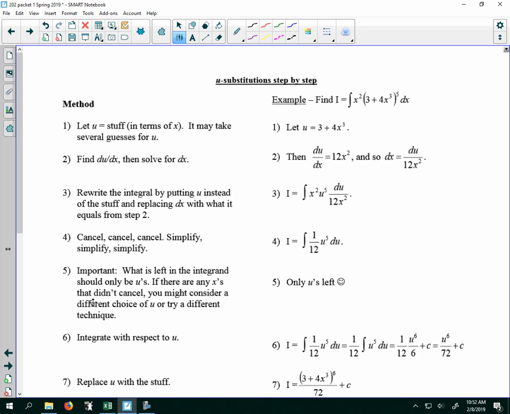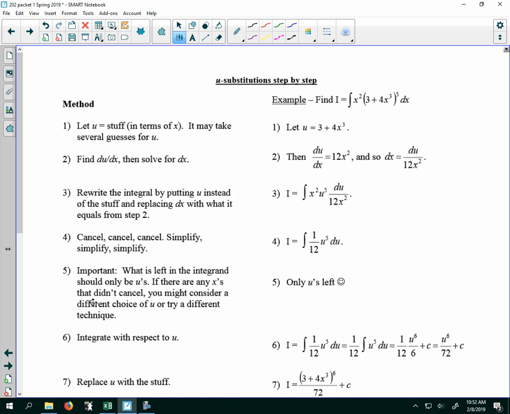So choose a u. It might take several guesses, but you have some guidelines, right? It's typically inside of a composition, and its derivative also shows up. So for this example, the integral of x squared times (3 plus 4x cubed) to the 5th, we would choose u to be 3 plus 4x cubed because it's inside of a composition, and its derivative involves an x squared, and I have an x squared also in my integrand.